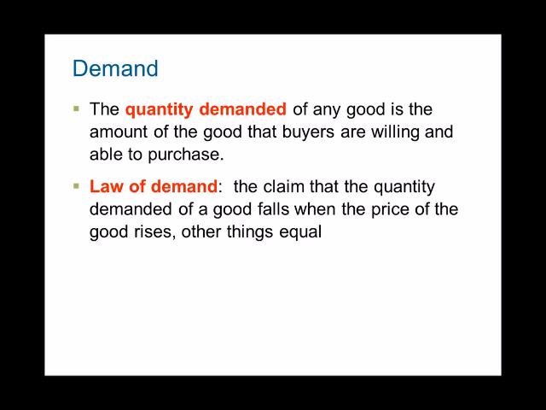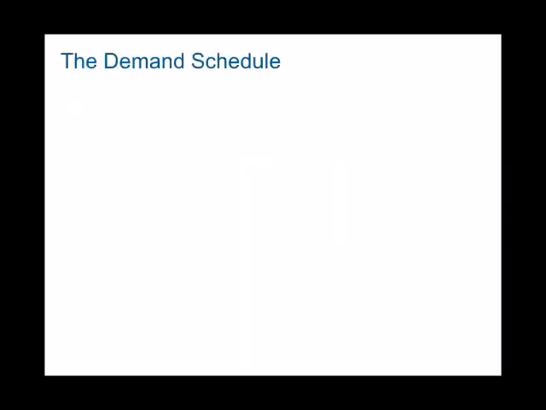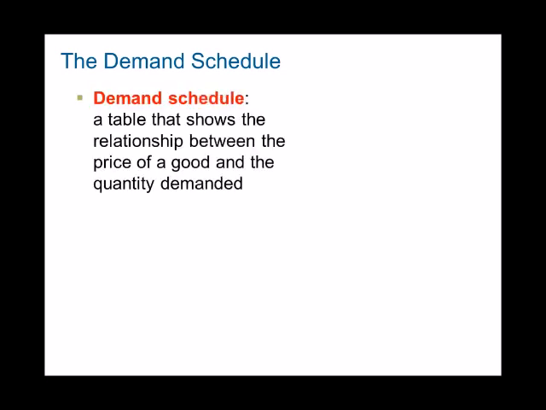Or if the price falls, then the quantity demanded of the product will increase. So we tend to buy more of a product if the price is falling. Our next concept is called the demand schedule. The demand schedule is basically a table that shows the relationship between price and quantity demanded.